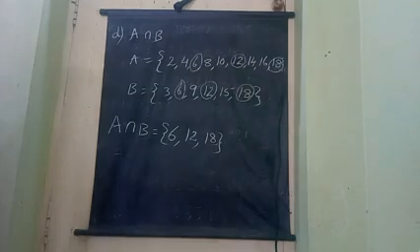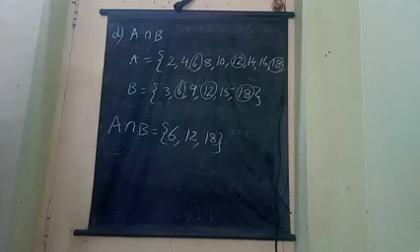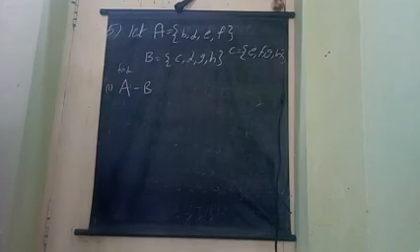Which are common in these two? We have to write the common ones in these two sets, and that is called intersection. Intersection means writing of the common ones. Here is our next sum. So union and intersection are completed with that.